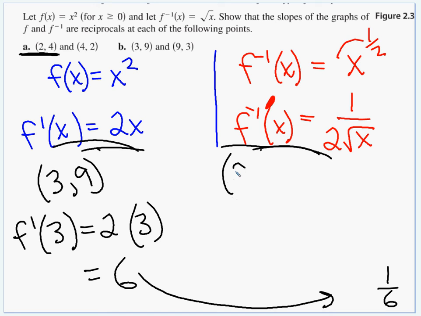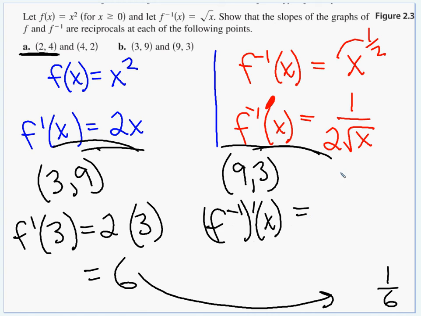Our reflected point is going to be (9, 3). We root the 9, we get the 3. So f inverse prime of x is going to be 1 over 2 times that root of 9. The root of 9 is 3. You multiply it by the 2, and you get the 1/6 that we were expecting.